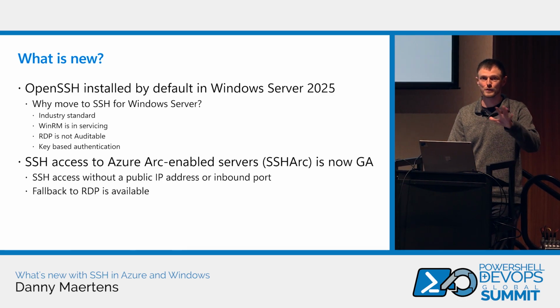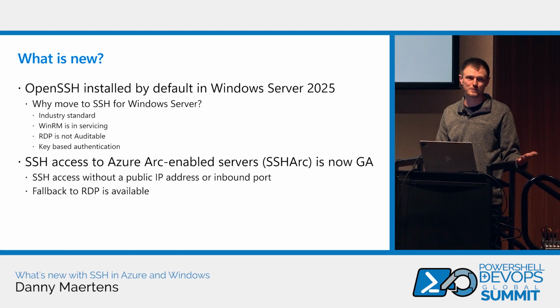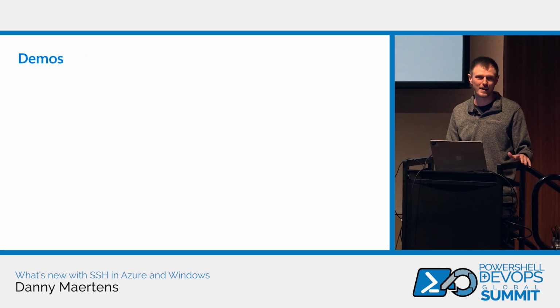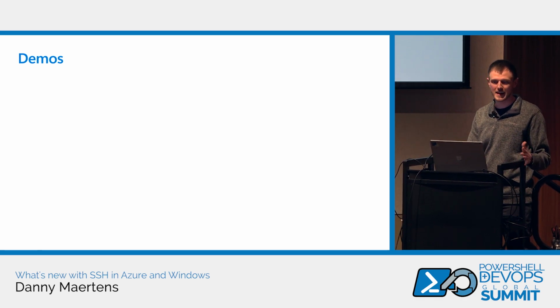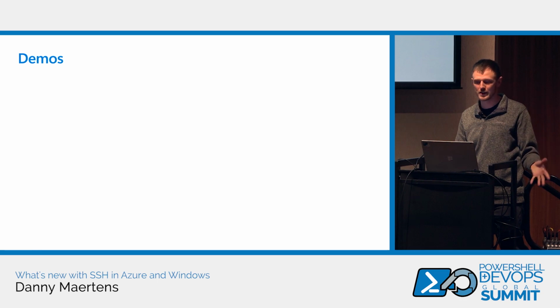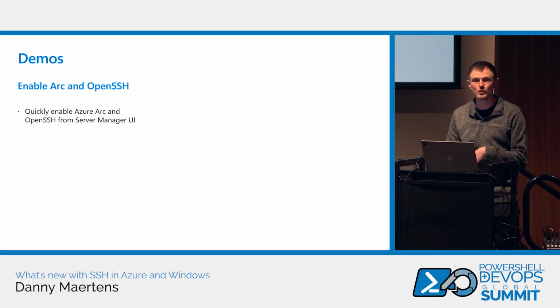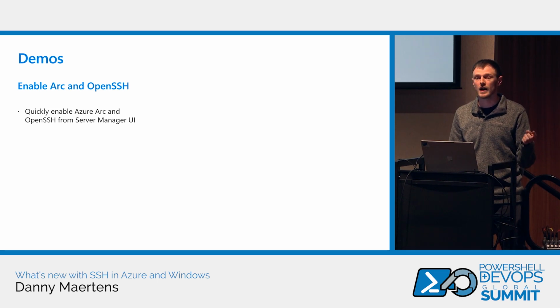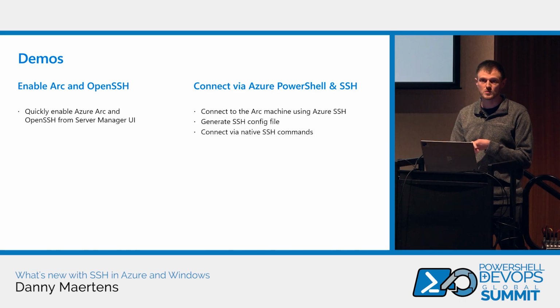So I've gone over what's new, but what are you really here for? Demos. I personally like to just show you things instead of talking about things. So what are we going to be looking at today? We're going to go through a story of enabling a new Windows Server 2025 machine into Arc, turning on SSH on that machine. Next, we're going to connect via Azure PowerShell and native SSH.